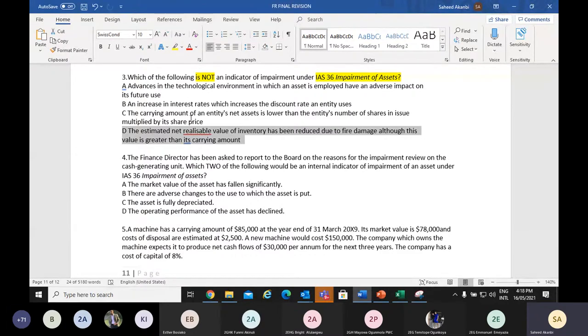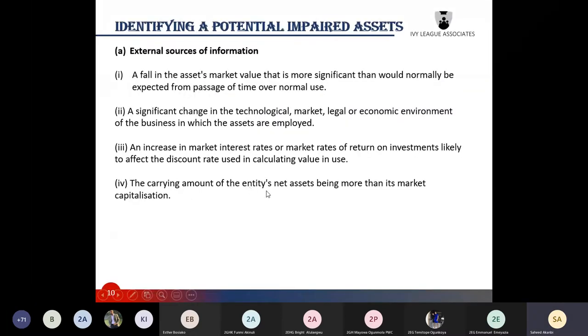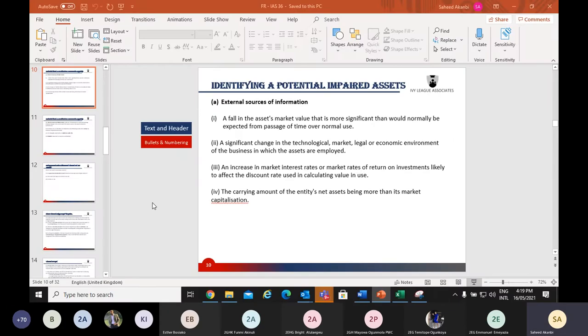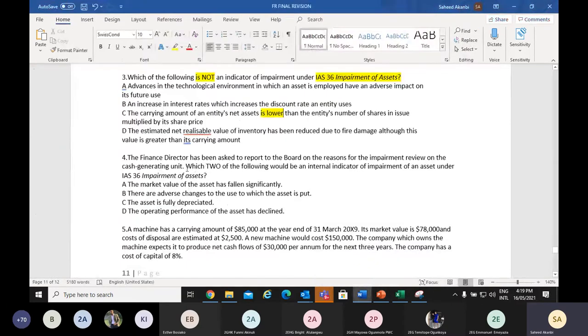C is not correct because for me to say it's an indicator of impairment, the carrying amount of the net assets must be higher than the number of shares multiplied by the share price. So what makes C not the answer is that they put lower here. It must be higher. Look at it here: the carrying amount of the entity's net assets being more than its market capitalization, not less than the market capitalization. So D does not apply to IAS 36. And that's what I'm saying.